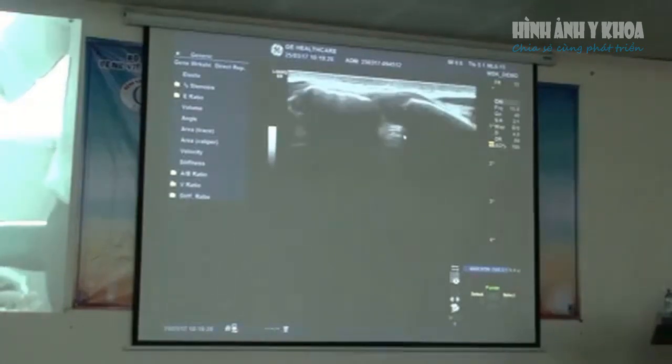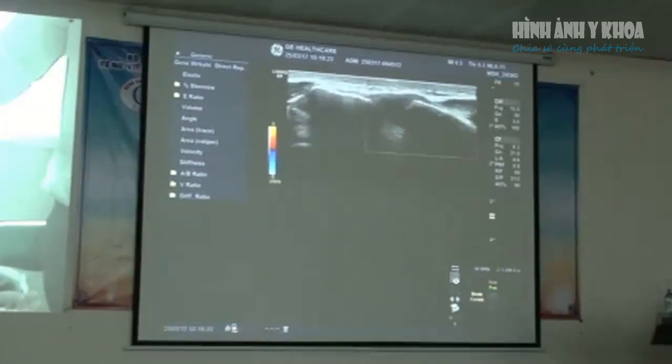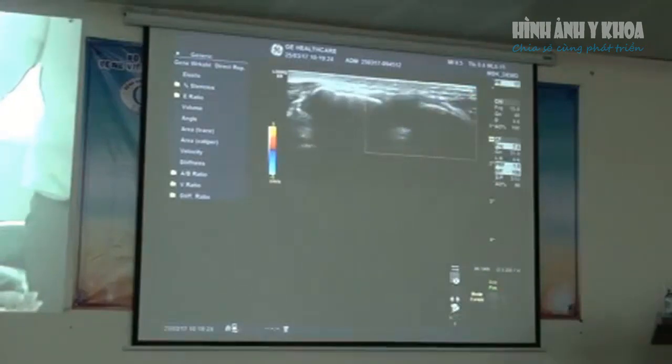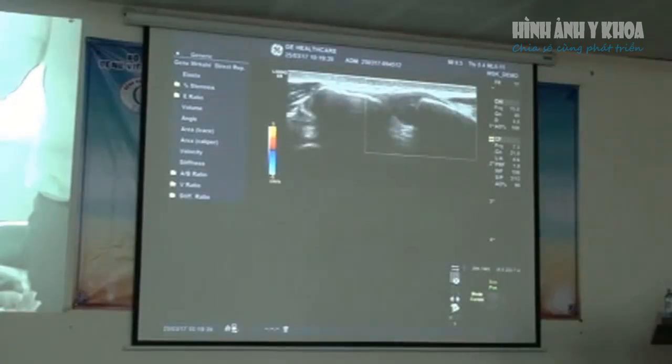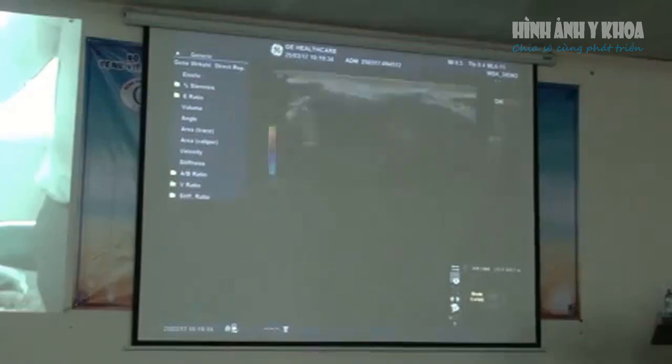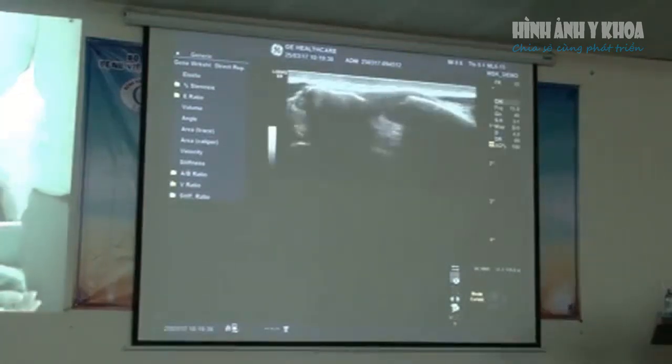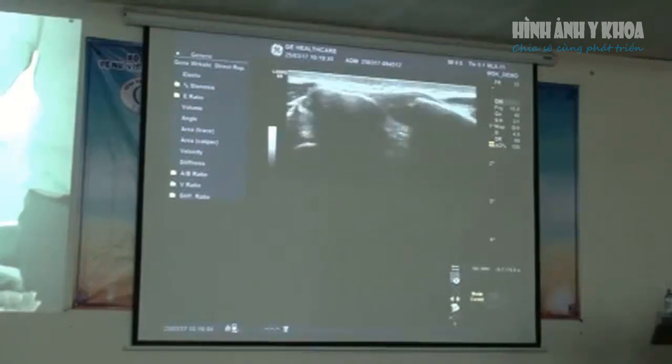In the setting of active synovitis, you can put colour on to see if there's any hyperemia of the synovium. If there is synovitis of the AC joint, we'll see increased vascularity around the joint using Doppler mode. And you can assess the structural integrity of the joint by assessing it functionally. We assess both the anatomical structure and the function of the AC joint.